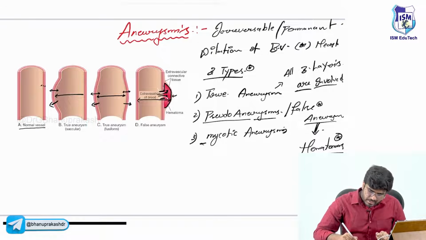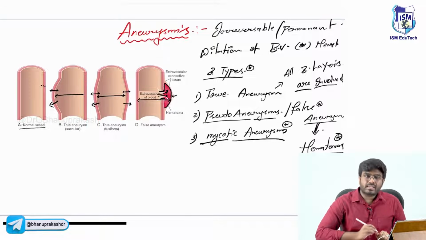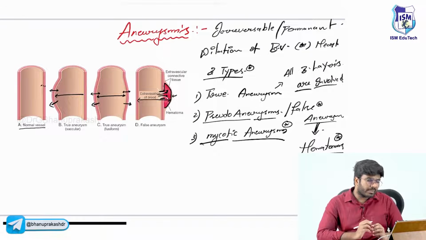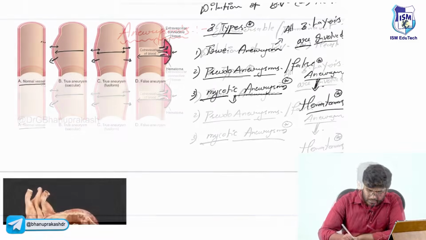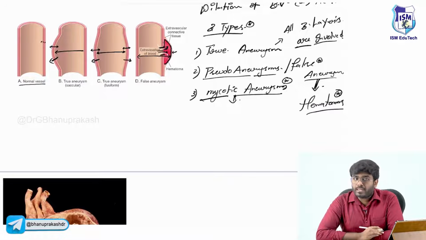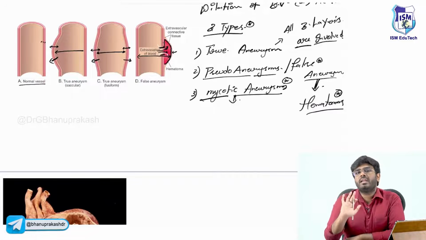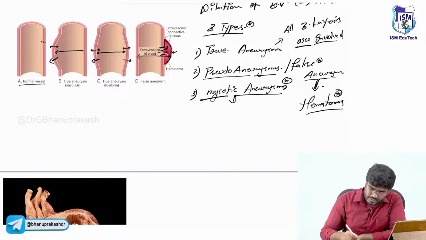Now last but important, mycotic aneurysms. Can you tell me what exactly these mycotic aneurysms are? See, the name says mycotic. Mycotic here doesn't mean it's because of some fungus. Mycology means the study of fungus, but here it's not because of the fungus, sir. It's because of some bacteria. Which bacteria? Staph aureus.